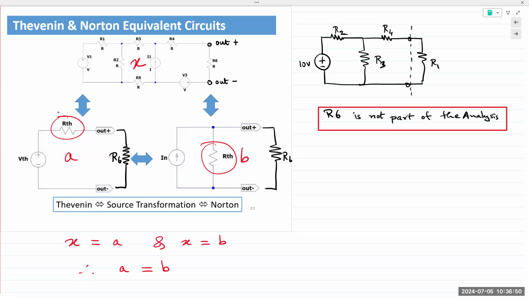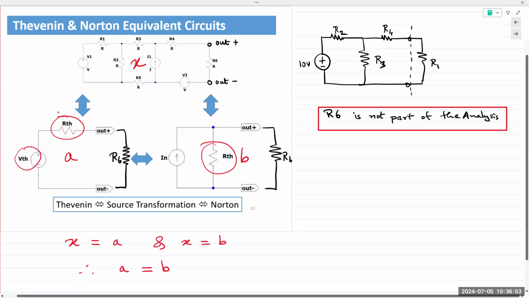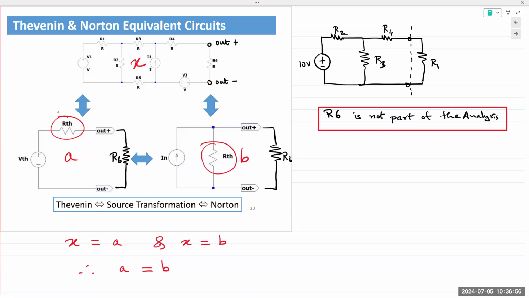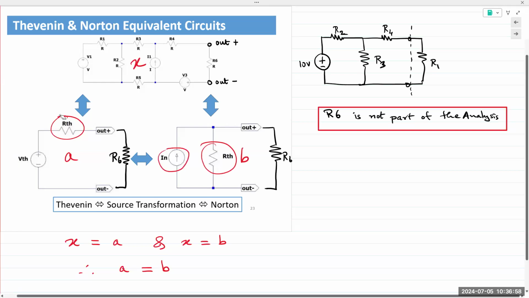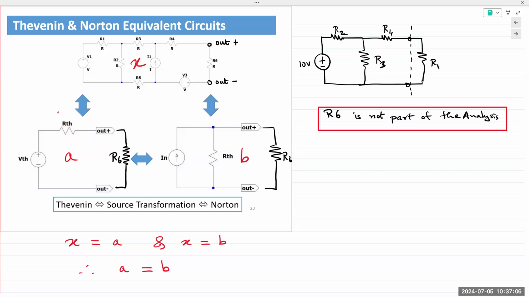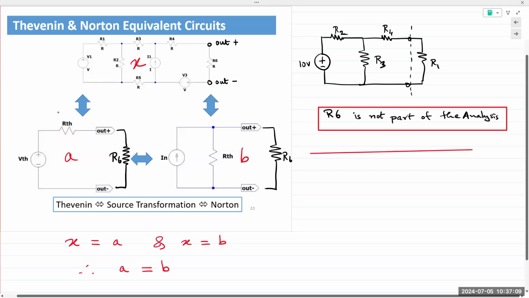The voltage source is named after Thevenin, so it's known as the Thevenin voltage, and the current is named after Norton, hence Norton current, IN. So you have voltage, resistance, and current. What equation do you think relates the three? Ohm's law. VTH can be given by the product of IN and RTH. So Thevenin resistance times the Norton current gives you the Thevenin voltage.